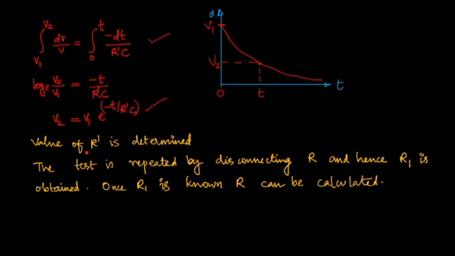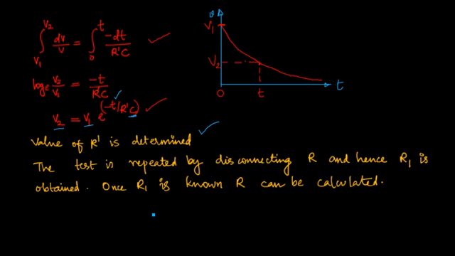Now the value of R dash can be determined. How? Because here V2 is known, V1 is known, because we are measuring it using the electrostatic voltmeter, and C is also known. The time is also being noted. Now the only unknown is R dash, so R dash can be determined from this equation.